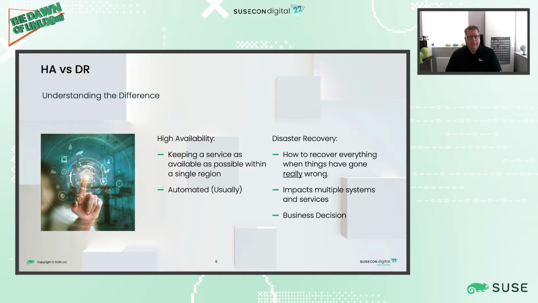With regards to disaster recovery, as the name suggests, it's for when disaster strikes. Now, it's usually an outage which affects multiple services. And the key difference is that usually it's a business decision to invoke DR. So there'll be a DR committee or a management meeting which decides to take that move rather than something that happens automatically. Whereas HA, it definitely is automatic.